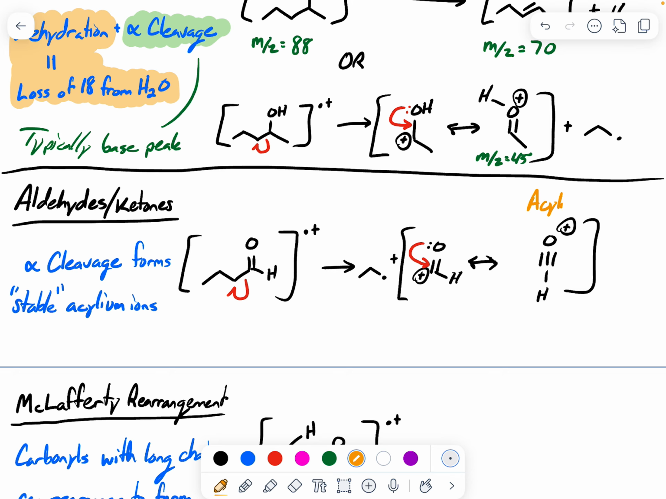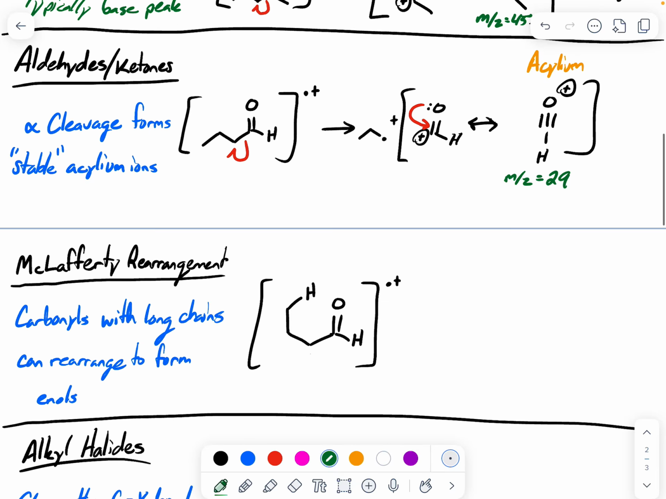And acylium ions are relatively stable in a mass spec. They're not truly stable outside of it, but it is another very common base peak fragmentation because, once again, having something with octets is better than not. And so you can see for this example, this would give us an m/z that is 29. So most aldehydes do give you an m/z of 29 somewhere in the spectrum, although ketones will give you a little bit higher because they'll have carbons attached instead of a hydrogen.